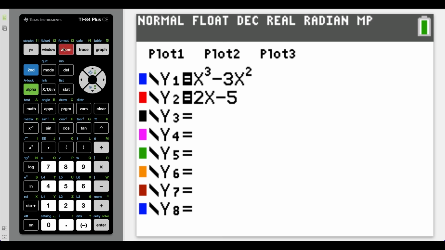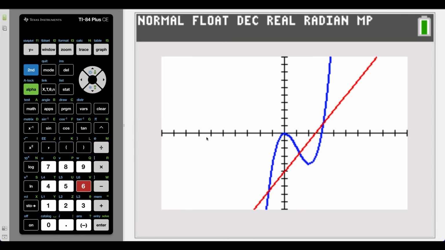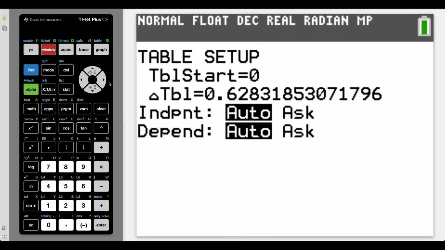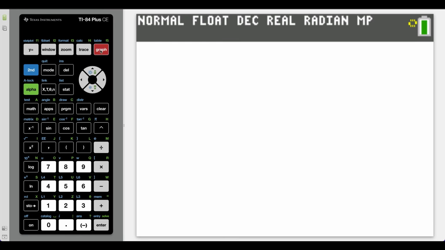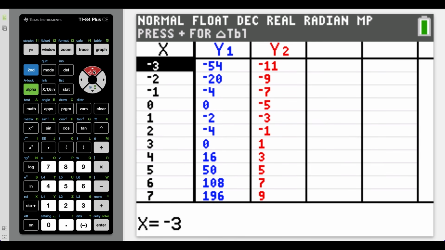So this is what we need, and we'll press zoom 6 because we adjusted the window before. Pressing zoom 6 puts everything back to normal. Now, another thing worth looking into here, also we should press second window. Remember, we were counting by pi, 2 pi over 10 before. So I'm going to clear this out and go back to counting by 1. So delta table just tells you what to count by in the x values. And now when we go to the table here, we'll have some values that we could use.